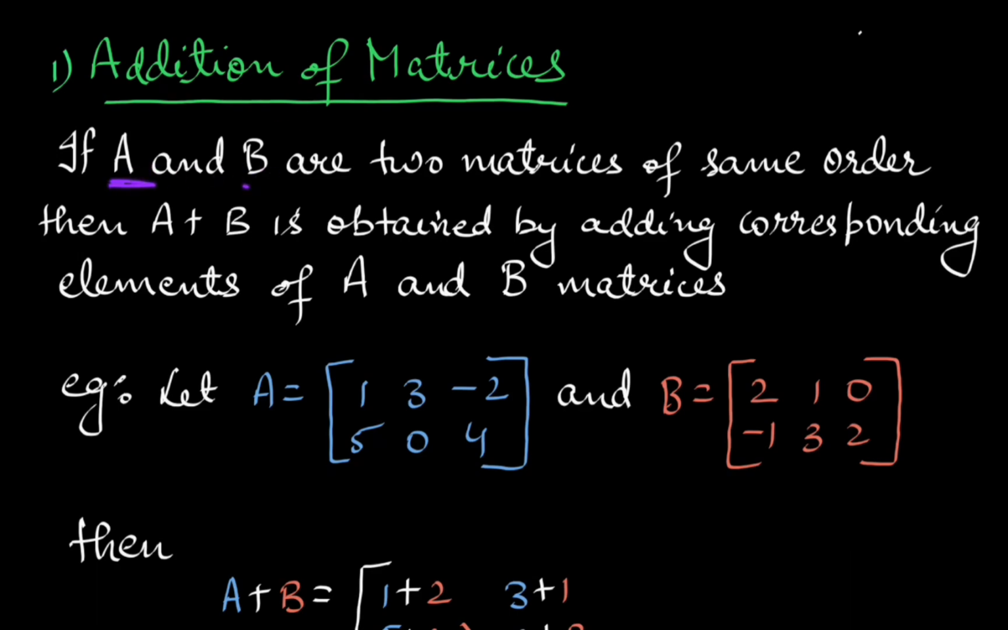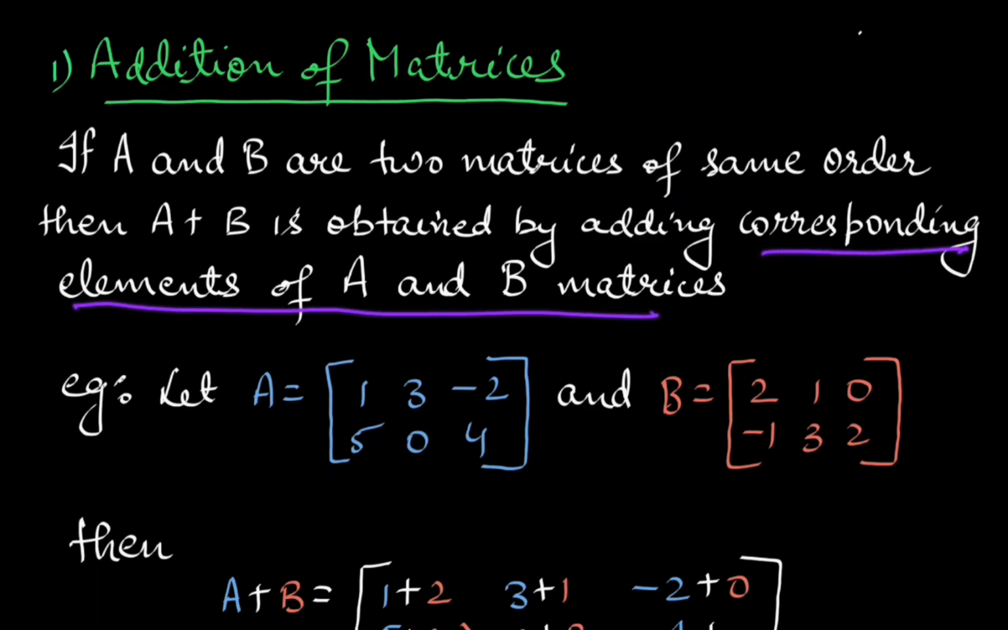If we are given two matrices A and B, addition of matrices can be done if and only if they are of the same order. And how will you add the two matrices? You will just add the corresponding elements of A and B.